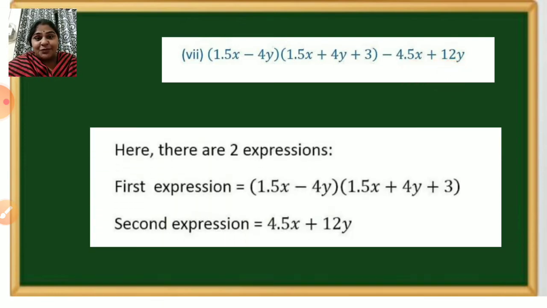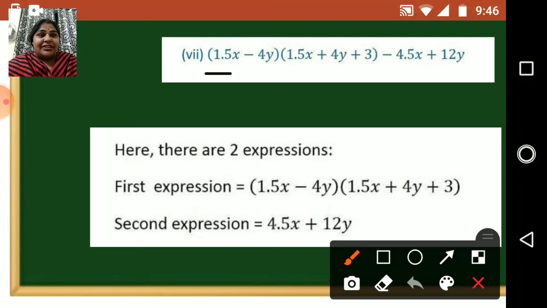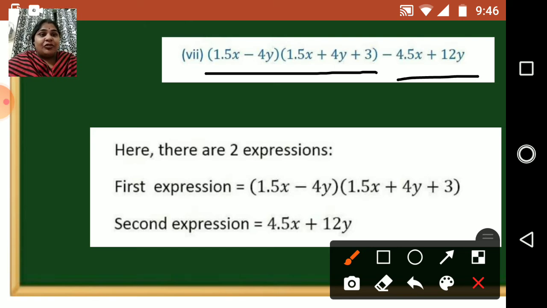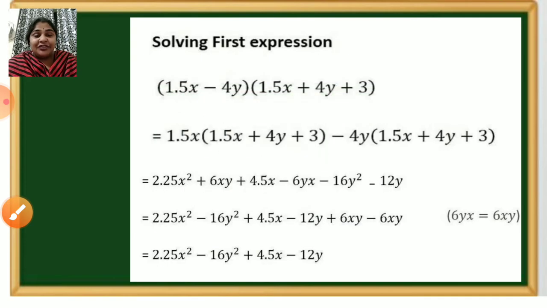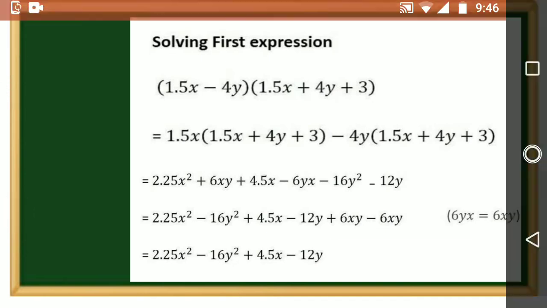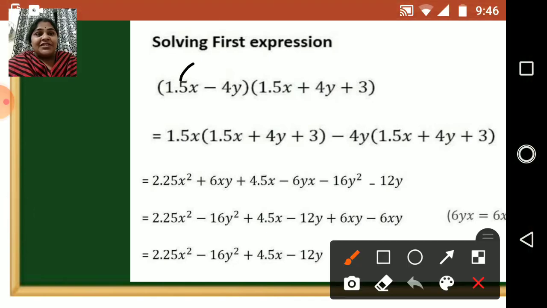Here there are two expressions, children. That is, one is 1.5x minus 4y multiplied by 1.5x plus 4y plus 3. And the other expression is 4.5x plus 12y. So first let us solve the first expression, okay, and then we will add and subtract. So here, 1.5x multiplied by the second bracket and minus 4y multiplied by the second bracket.